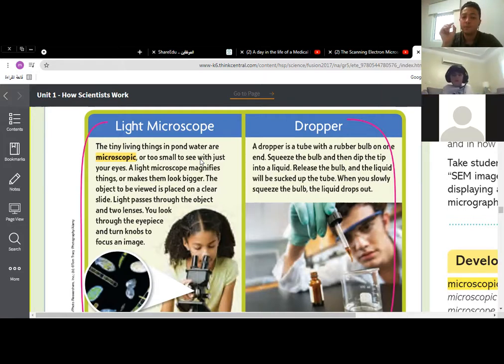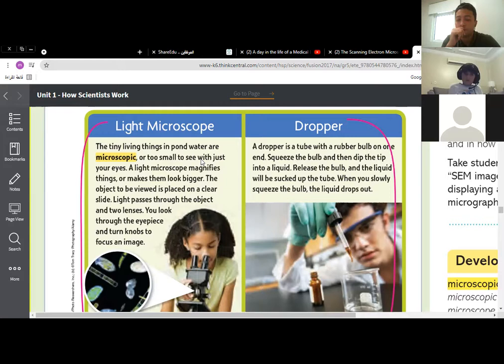The meaning of microscopic, or too small to see with just your eyes. This is the meaning. Microscopic means too small to see with just your eyes. So we're going to see them under a microscope.